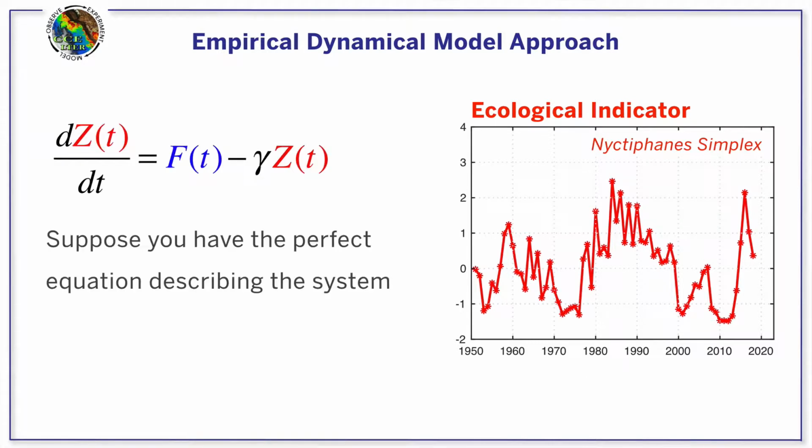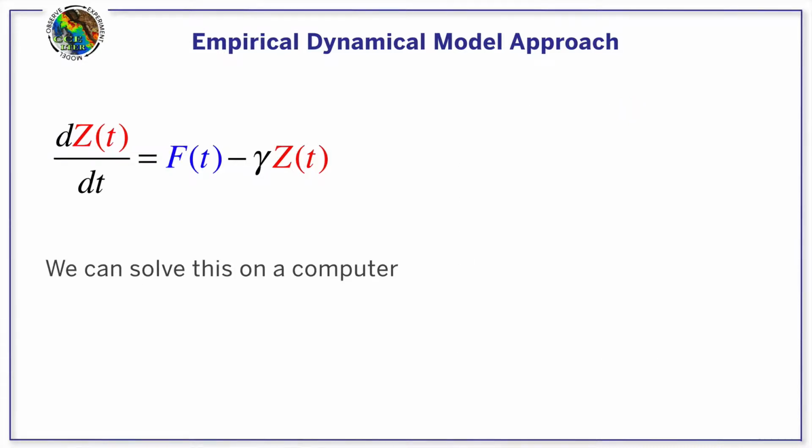Now, assume that you were God and you knew or had access to the perfect equation or the perfect dynamic describing this particular system. In this case, this simple differential equation says that the rate of change of the zooplankton is equal to some kind of forcing minus a decay rate with time. Now, if we had such an equation, we could then solve this on a computer, which is what we do, for example, when we solve ocean models or when we run simulations with ocean models.